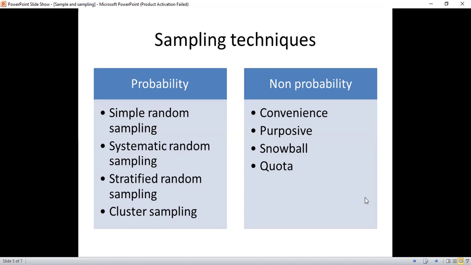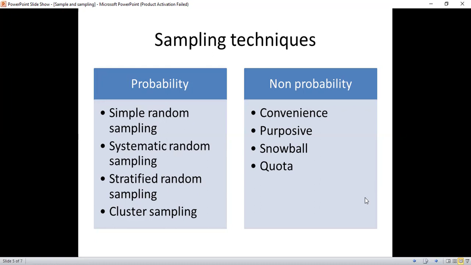For example, I select every even number person. So everyone who is getting a number like 2, 4, 6, 8, 10, etc. are going to be the people who will be included in my list of participants for the research in my population sample. Stratified random sampling is when we divide the entire population into different strata or different categories, and from each category we take a particular number of samples.